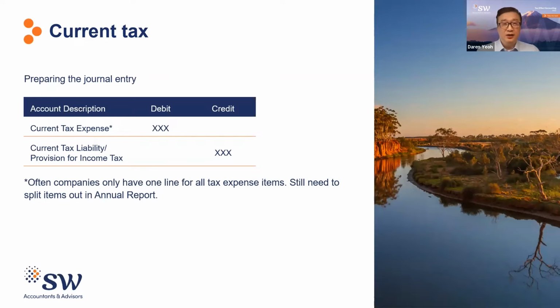So this is a journal that you post for current tax expense. You debit your current tax expense, and you credit your current tax liability or your provision of income tax account. Now, often many companies do not break up income tax expense into the three components in their trial balance. That is fine. Everything can be journaled to the income tax expense account. However, when you come to prepare your disclosure note, you do need to break it up into the various components.